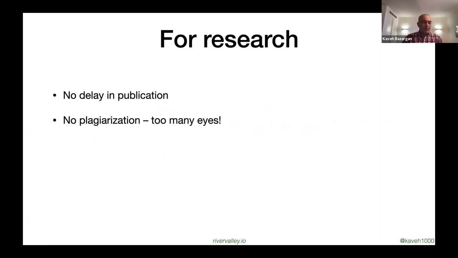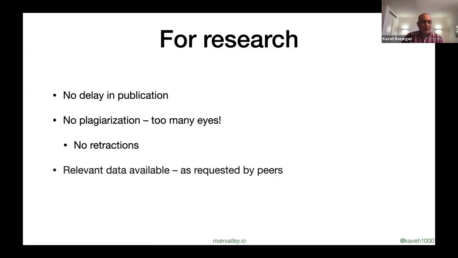There's no plagiarization. You've heard of the work of Elizabeth Bik, who found thousands of papers where figures have literally been photoshopped. It doesn't happen here because there are too many eyes looking at this. You can't get away with that. So there are no retractions. Relevant data are always available because the peers will want them. They'll say, hey, can we have the data? For example, the laser, et cetera. Anything relevant, people will ask for.